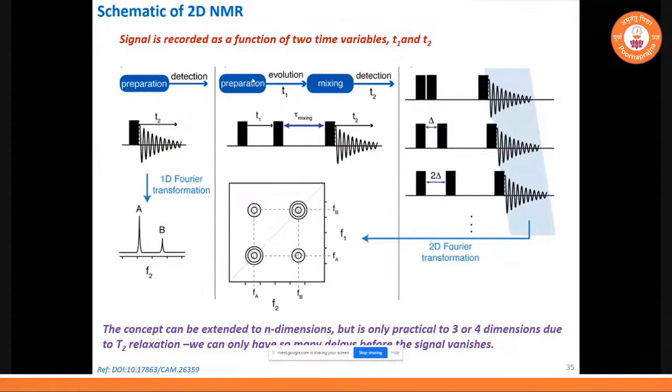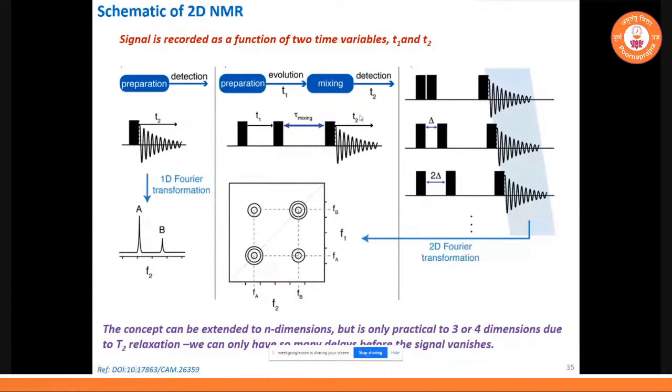So what do we have? The basic building block is we have a preparation period. There we prepare the magnetization and excite the magnetization, and this magnetization evolves during this time period. Then we have some mixing period. That means it can be a series of pulses or delays, each with its own meaning. And finally, we record the spectrum. So for example, if you consider a 3-pulse sequence here, how will 2D NMR execute?